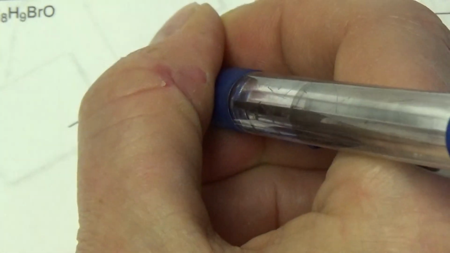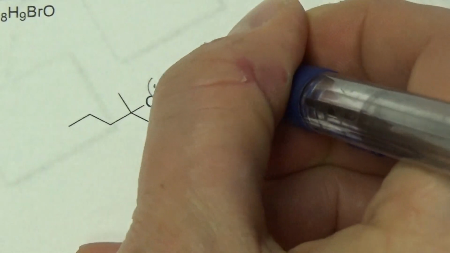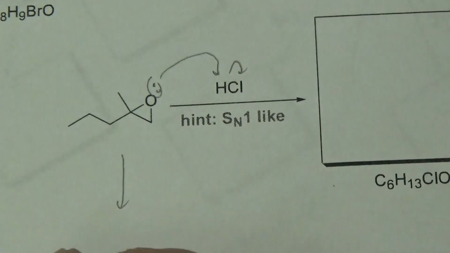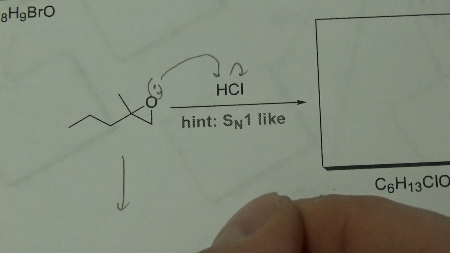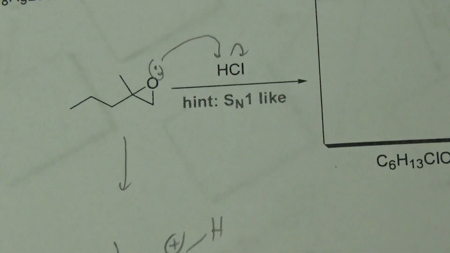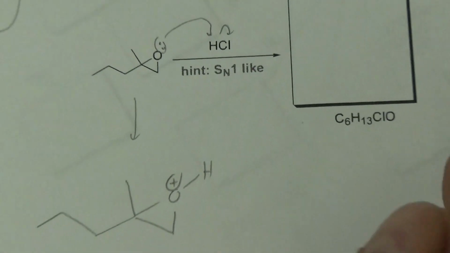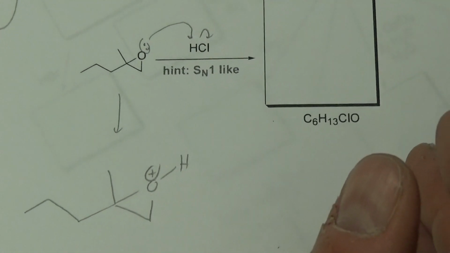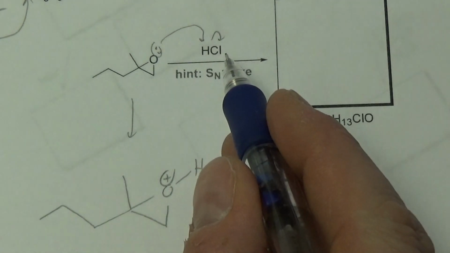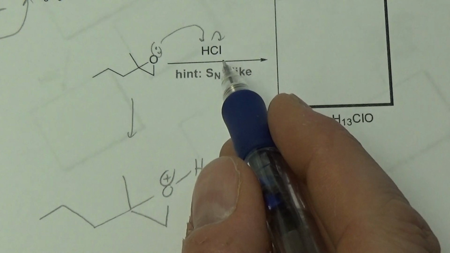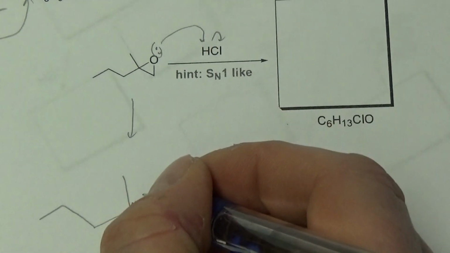So, protonate the epoxide. Draw it nice and big. Now you got your protonated epoxide. And what's going to happen now? Is the Cl involved yet? No, the Cl is involved later. For now, the epoxide is going to open up to make a tertiary carbocation.